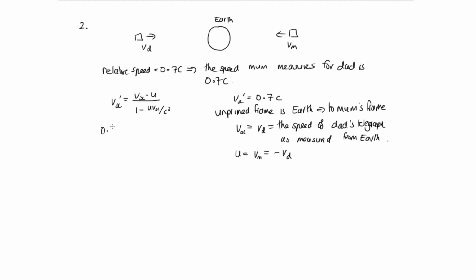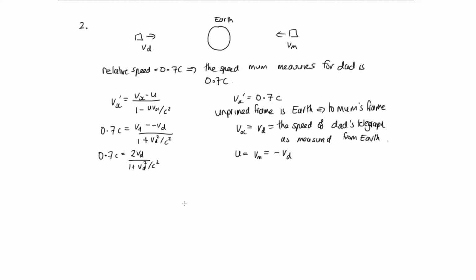Okay, so we've got 0.7 c is equal to Vx, which is Vd, minus u, which is minus Vd in this case, over 1 minus u, which is minus Vd. So that gives us a plus down the bottom, Vd squared on c squared. Okay, so we've got 0.7c is equal to minus, that's plus, so this is 2Vd over 1 plus Vd squared on c squared.